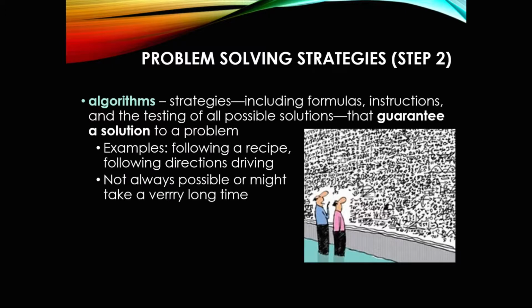If you get a bookcase from IKEA, it comes with instructions. Those instructions, that's an algorithm. If you follow the instructions exactly, then you should at the end have a proper bookcase. Following driving directions is another type of algorithm. As long as you follow them and there's, for example, no detours or something that happens, then you'll get to the end point and you'll find a solution to your problem.